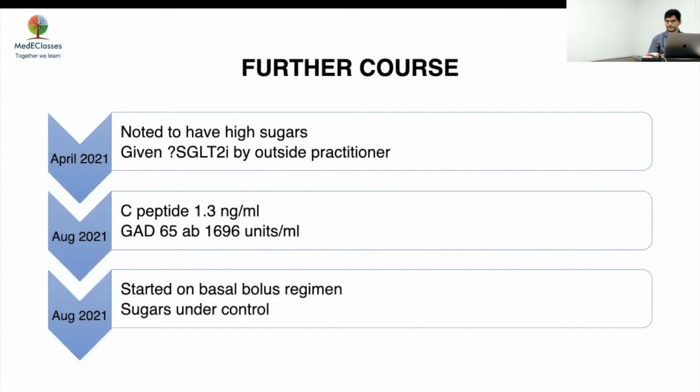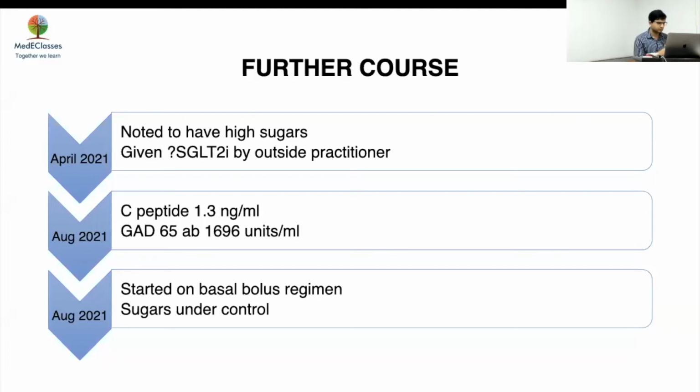What are the dangers of starting SGLT2 inhibitor in this girl? Sir, they can have hypoglycemia. Not so. If you give SGLT2 inhibitor, what will happen to their sugars? So they can present with euglycemic ketoacidosis.